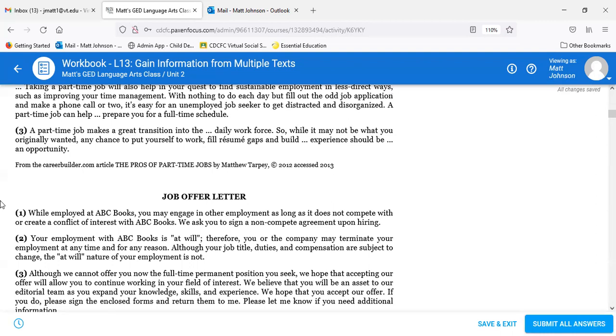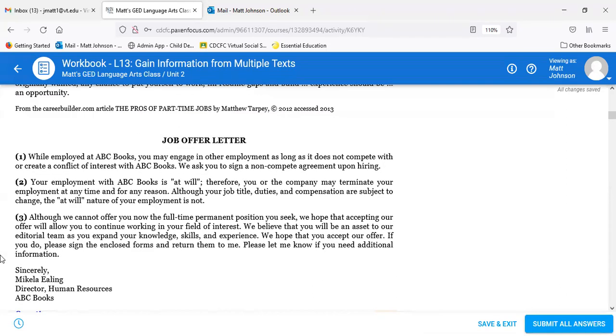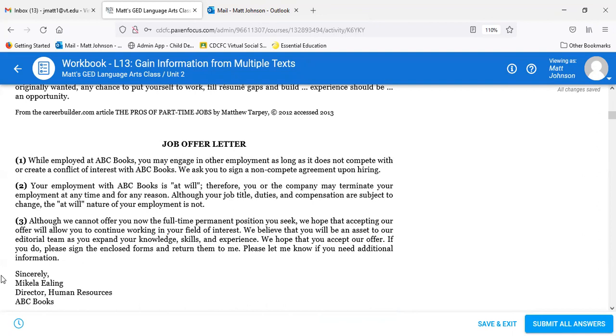Okay, that's again our same article, another part of the article on pros of part-time jobs. And I'll read our offer letter here. This is continuing with the one we were looking at just a second ago.